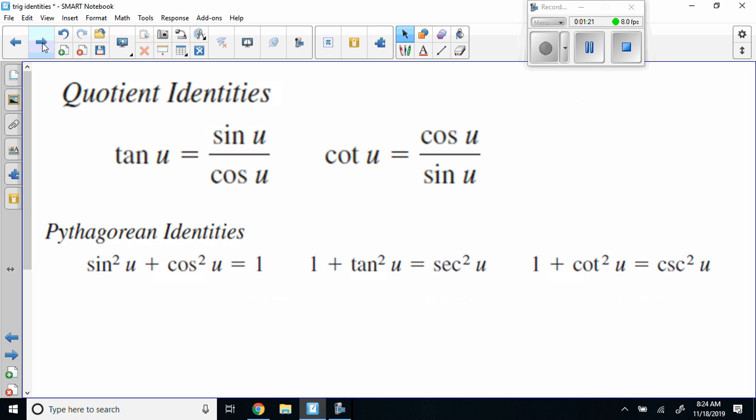Quotient identities. Tangent u is sine u over cosine u. We've looked at that before, have we not? When we were doing the unit circle, right? We said sine over cosine, which would be what? What was sine? As far as ordered pairs, what was it? Cosine was x, sine was y. Y'all remember that?